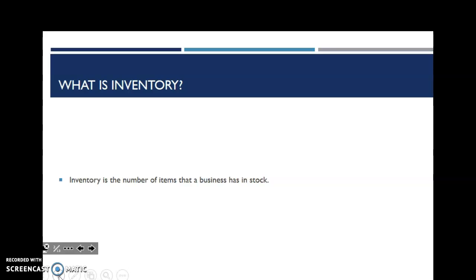What is inventory? Well, inventory is the number of items that a business has in stock, and a business has to make sure it has sufficient inventory in order to serve its customers.